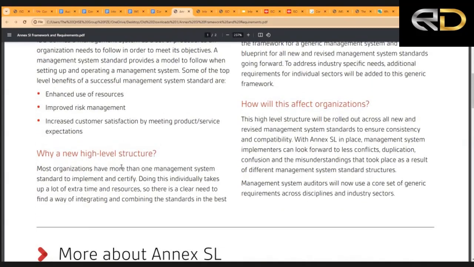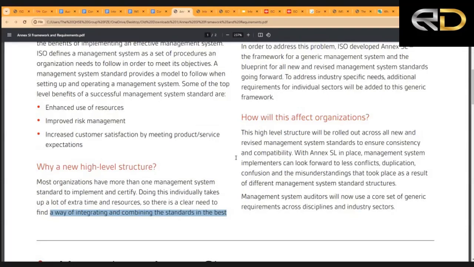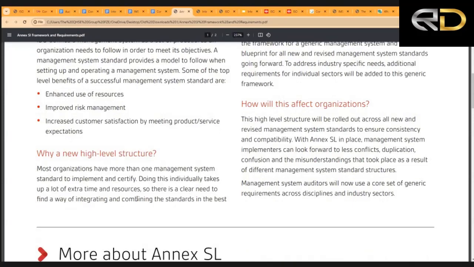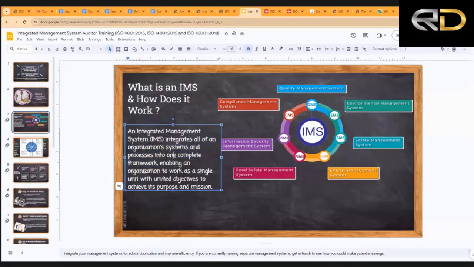And then they said most organizations have more than one management standard to implement and certify. Implementing and certifying individual standards takes up a lot of time and resources. So there's a clear need to find a way of integrating and combining standards in the best way possible. And in order to address this problem of integration, ISO developed the Annex SL. So this Annex SL, ladies and gentlemen, is a way of integrating and combining standards. And that is why it is called a single framework.